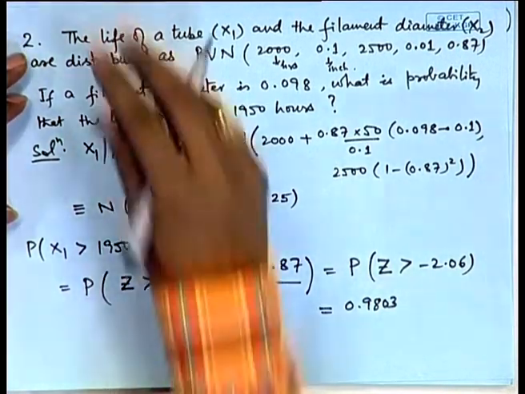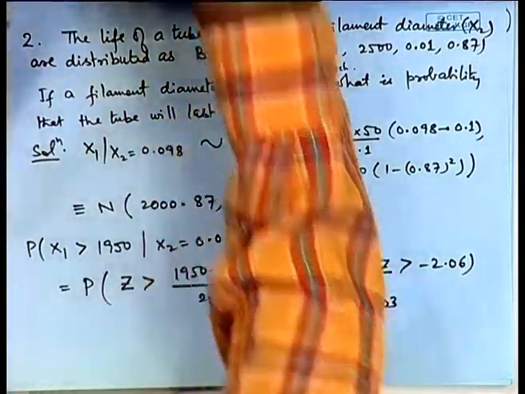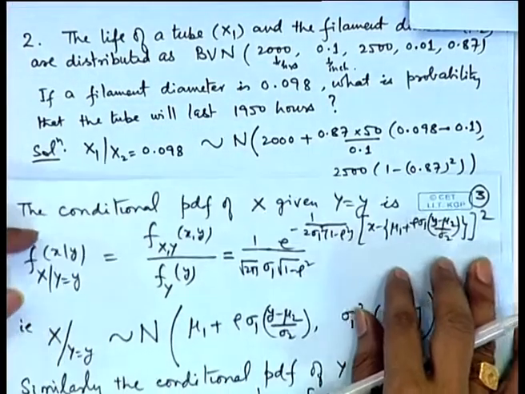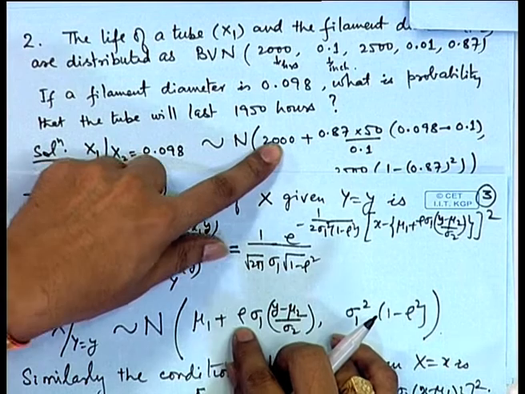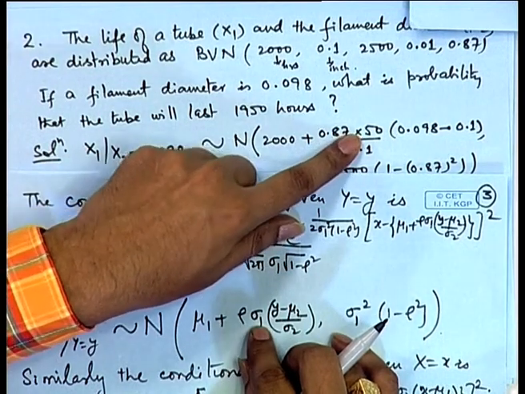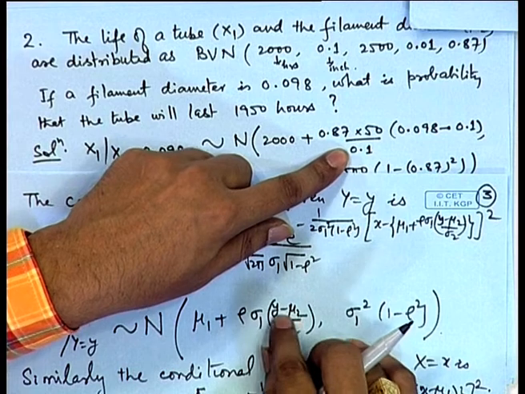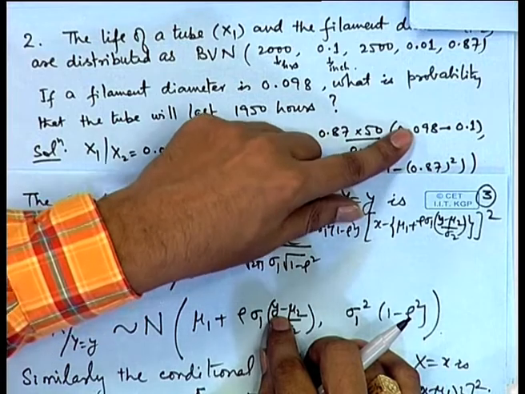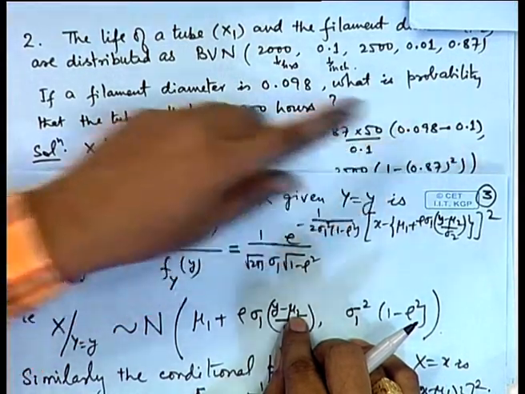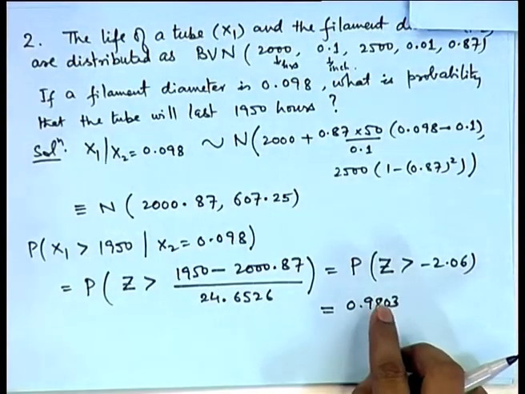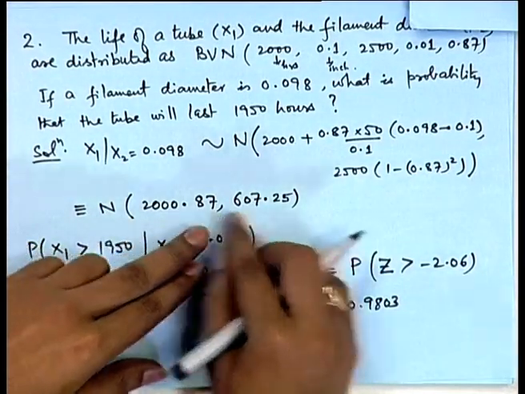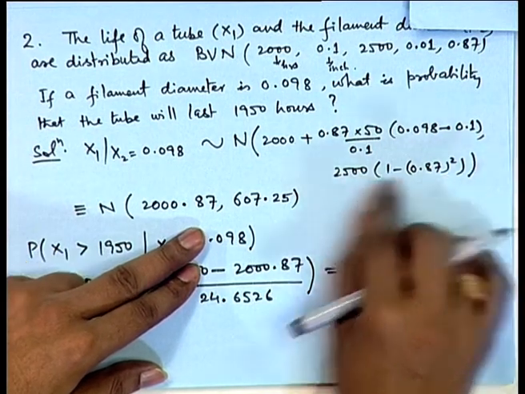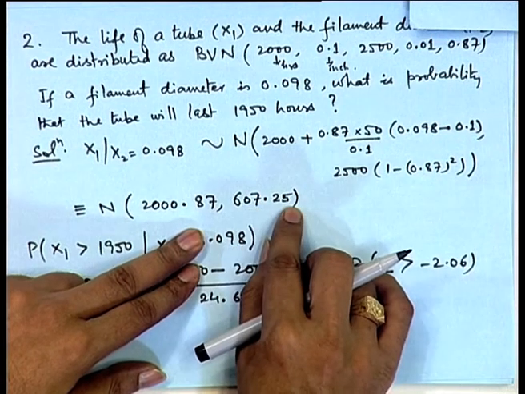So we make use of the formula for the conditional distribution of x given y. That is mu 1, that is 2000, plus rho 0.87, sigma 1 is 50, divided by sigma 2 which is 0.1, times (y minus mu 2). Here y is the point at which we are conditioning, that is 0.098, minus mu 2, that is 0.1. After simplification this turns out to be 2000.87, and the variance here is sigma 1 square into 1 minus rho square, which is equal to 607.25.